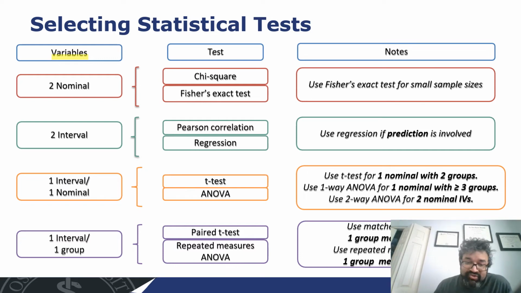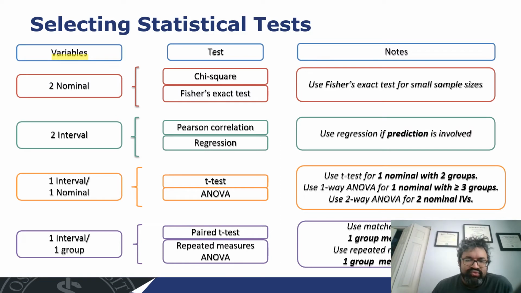So if you have two nominal variables, right off the bat, you know chi-square is your go-to. Now, if you have a small sample size, you have no choice, then you've got to go to Fisher's exact. There you go. That's it. That was in the notes. See how simple this is?